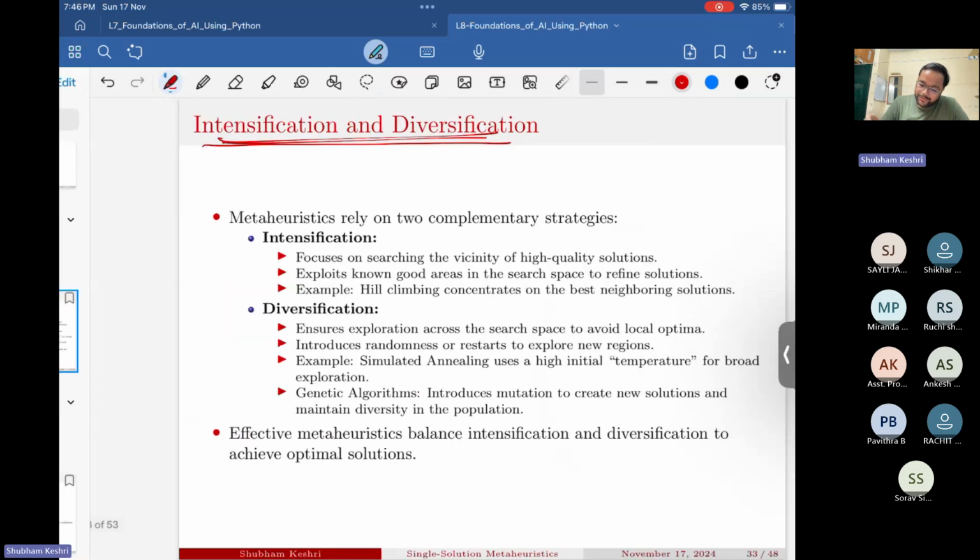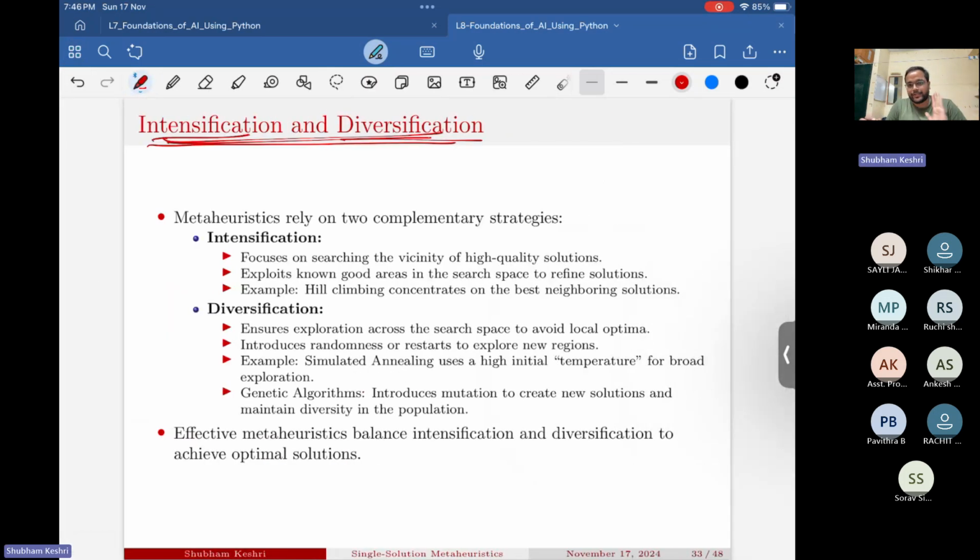Okay, so what is intensification and diversification? You see, when we are talking about intensification, it means that you have a solution and you are only focusing on that solution. Like local search. Local search क्या करता है? It's very local to that point. It only searches its neighborhood, right? It is very localized, and that is known as intensification. You have one solution and you focus only in that vicinity of that solution.